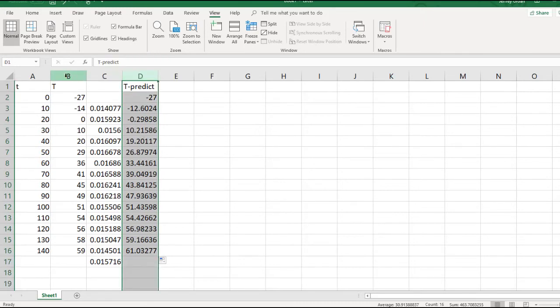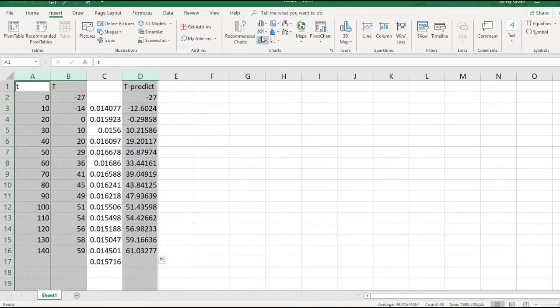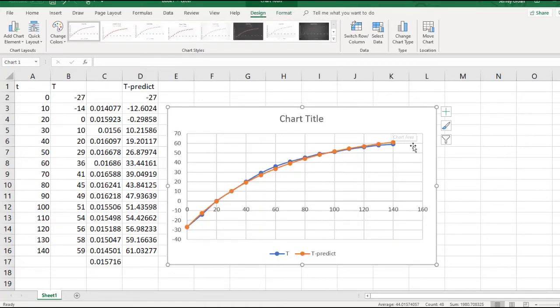Now, what we'll do is we'll plot all of these three together. So we'll insert a graph, a chart, one of these kinds, and you can see that we have a pretty close relationship between the predicted values given in orange and the actual data values given in blue. That's a pretty remarkable correspondence given the crudeness of the measuring device that we used.